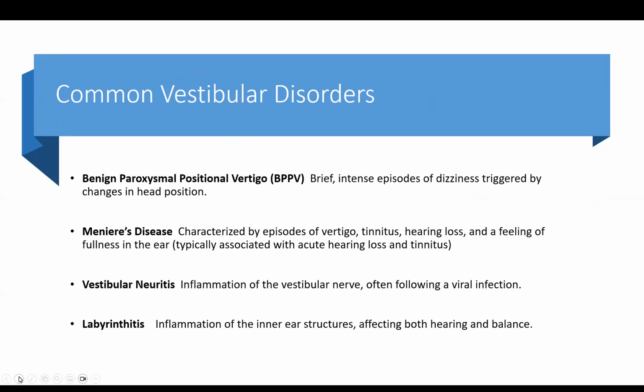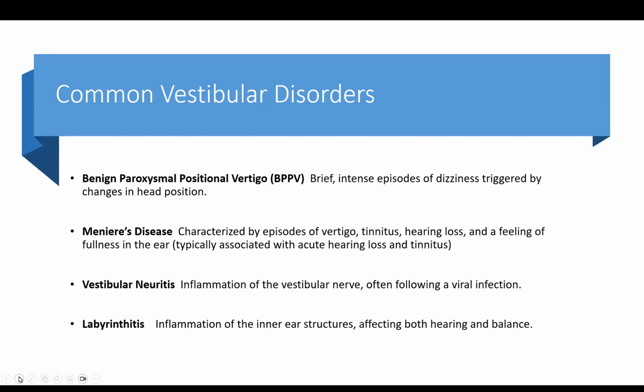So some of the common vestibular disorders that we see within the clinic, the most common one is benign paroxysmal positional vertigo, BPPV, as I mentioned. So these are brief, intense episodes of dizziness triggered by changes in the head position. And this is actually a mechanical disorder. So as I mentioned, the otoconia, or the crystals that detect all those different planes of movement, can get dislodged from the walls of that otolith, the saccule, and move into the semicircular canals.